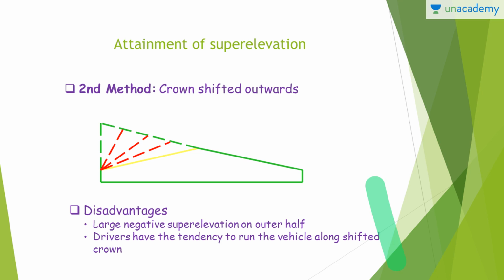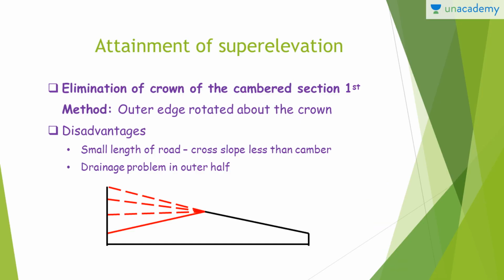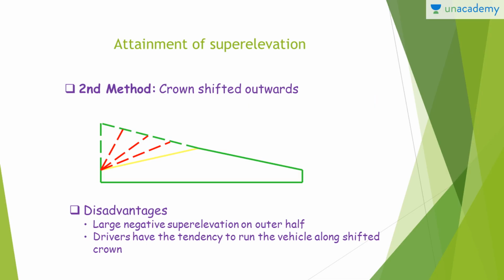So these are the two methods for the elimination of crown of the cambered section. The first one was outer edge rotated about the crown and the second one was crown shifted outwards. So these two methods both have certain disadvantages.